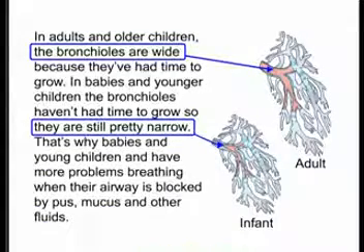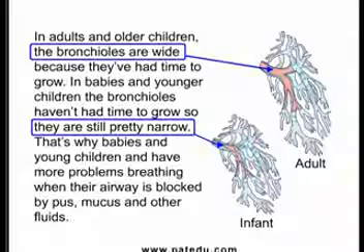In adults and older children, the bronchioles are wide because they've had time to grow. In babies and younger children, the bronchioles haven't had time to grow, so they are still pretty narrow. That's why babies and young children have more problems breathing when their airway is blocked by pus, mucus, and other fluids.